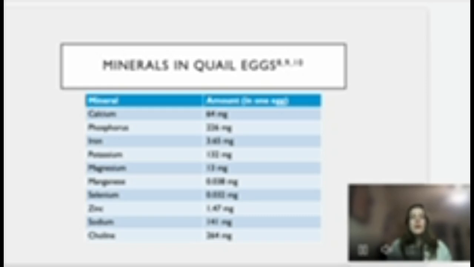Remember that this is quail eggs, which is about a third of an ounce, compared to a chicken egg, which is 1.5 to 2 ounces.